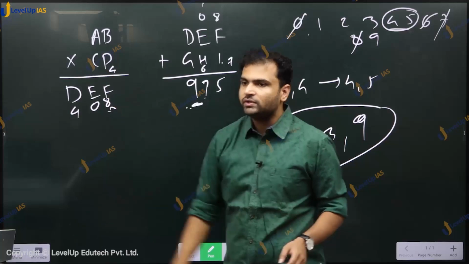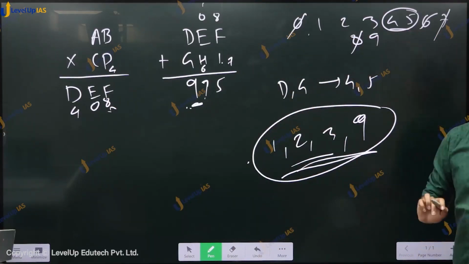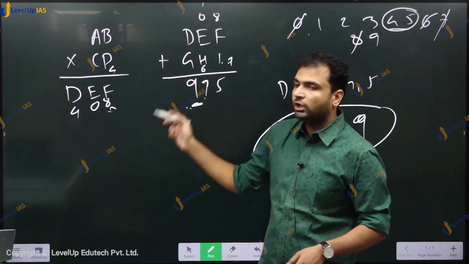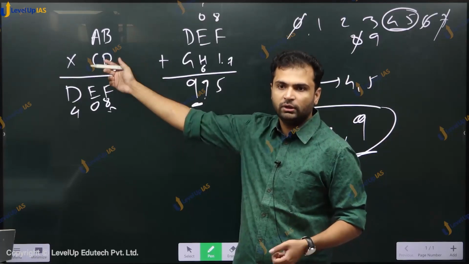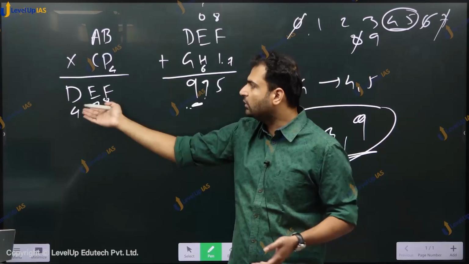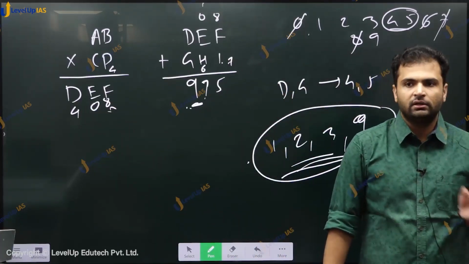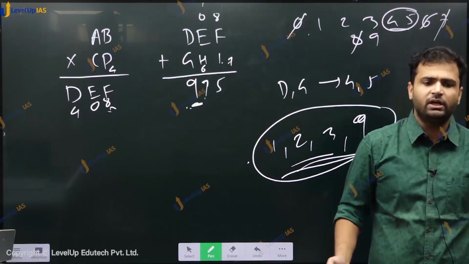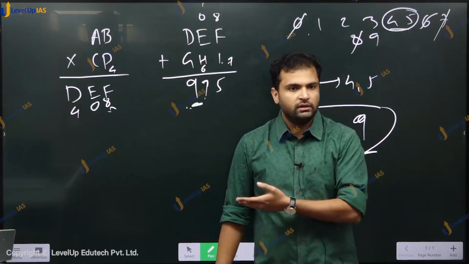And now for ABC, only these many options remained with us: 1, 2, 3, and 9. The rest of the values were taken. And then we concluded none of them can be 9. C cannot be 9 because this number then becomes greater than 90. It becomes 94. And 94 into a 2-digit number cannot be as small as 408 because 90 into 10, the smallest number starting with 9 and the smallest 2-digit number 10, their multiplication is also 900. So 94 into any 2-digit number would be much greater than 900.